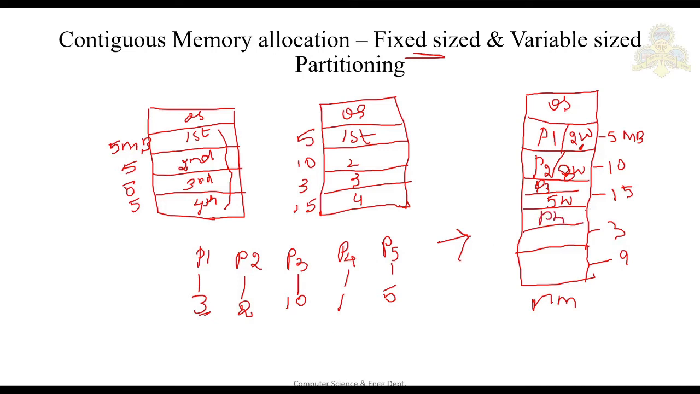And 3 minus 1, 2 MB is again wasted. P5 requires 5 MB. 9 minus 5, 4 MB is wasted by your P5. Okay, I'll write P5 here.